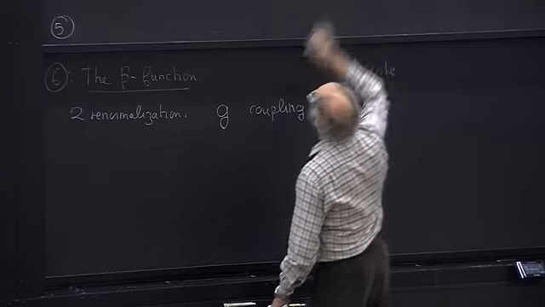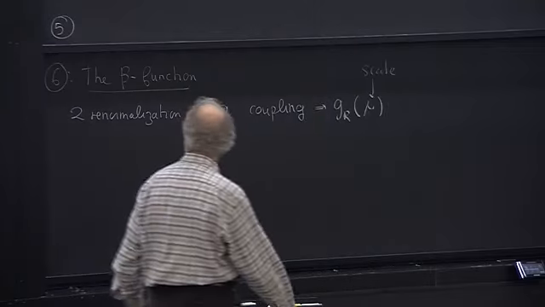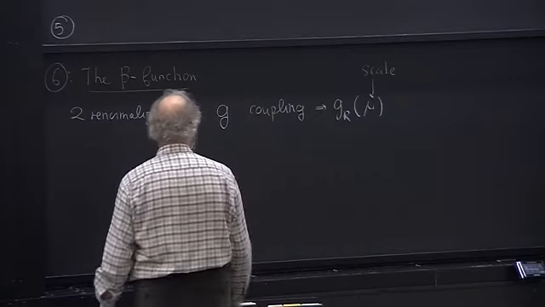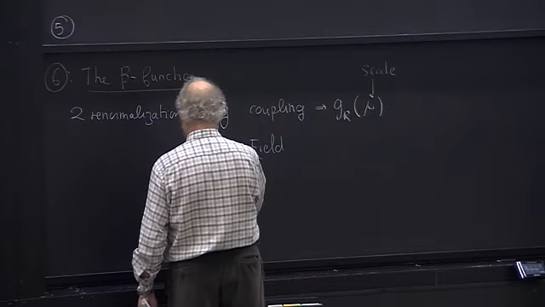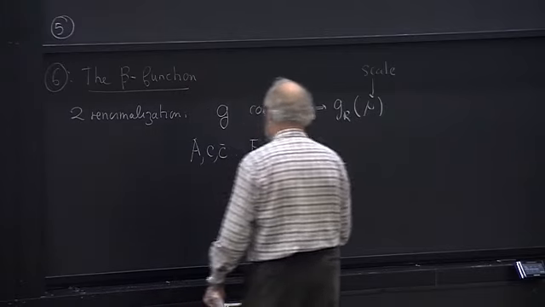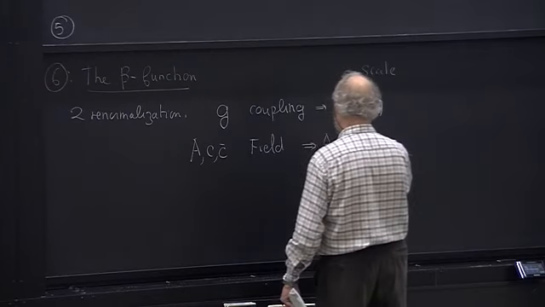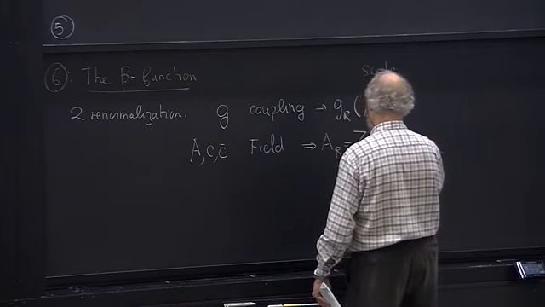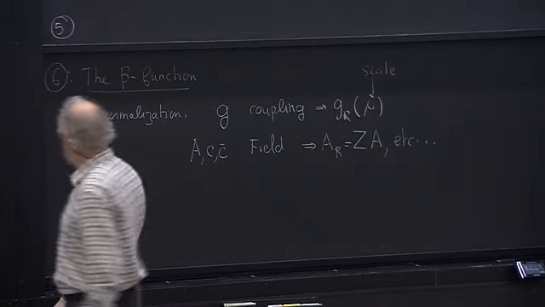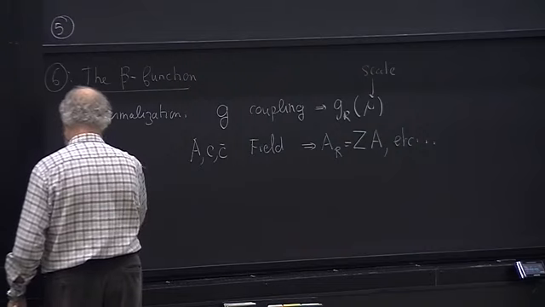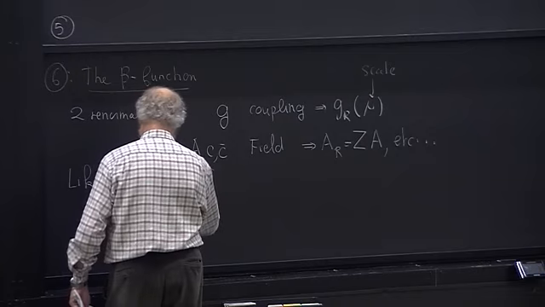Since you have logs, you have the same phenomenon that we discussed at length for phi-4, and you have the renormalization of the field. So basically, A, C, and C bar have to be renormalized in some sense by writing that you have a renormalized phi that is a Z times A, etc. So that's exactly like for massless phi-4.